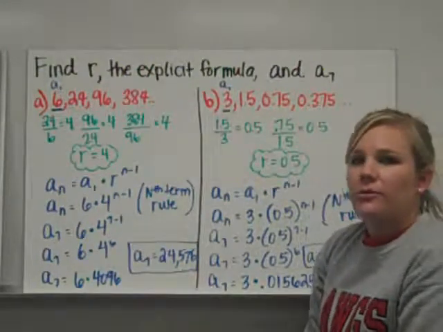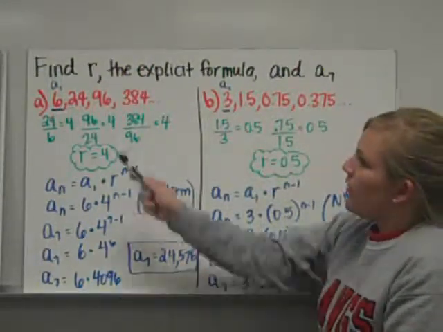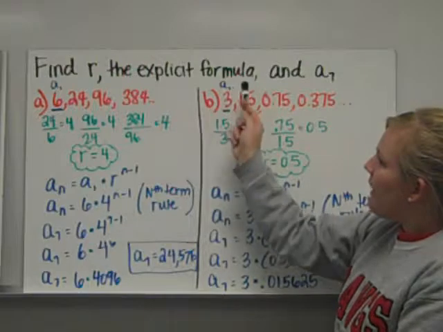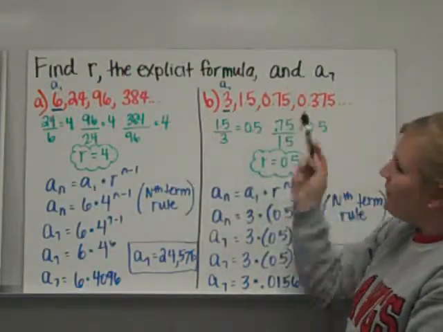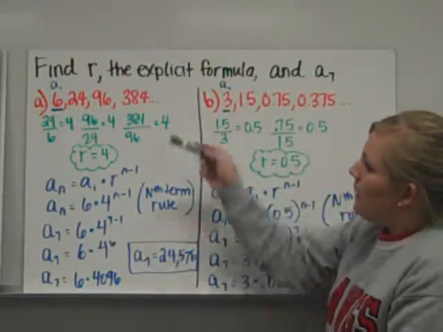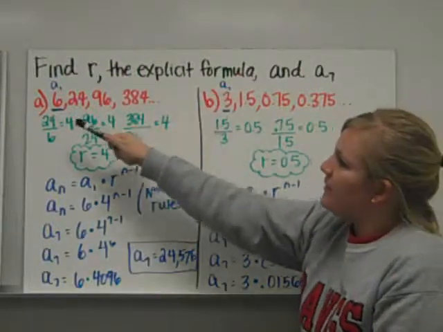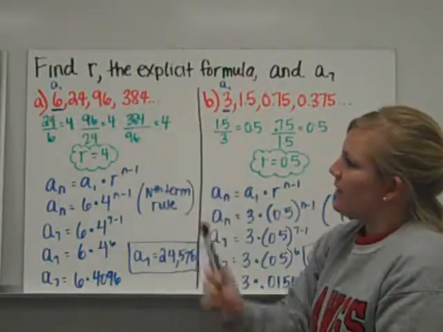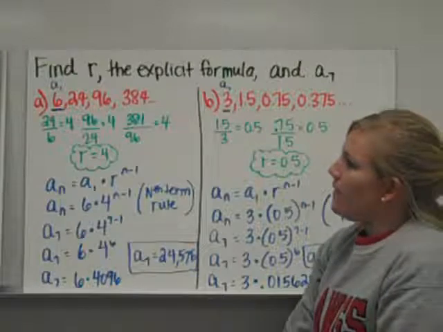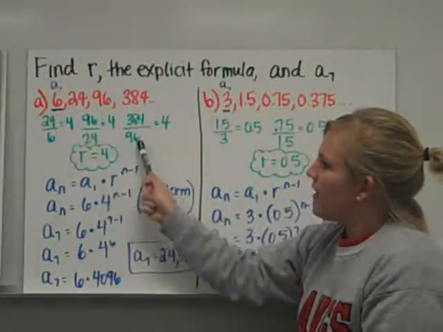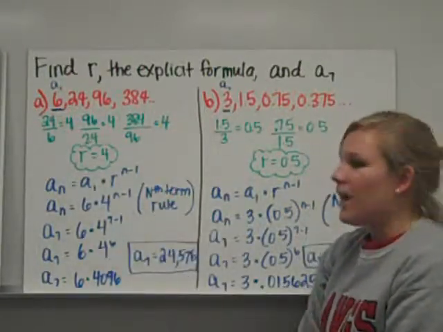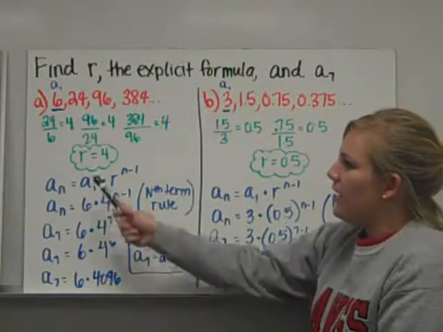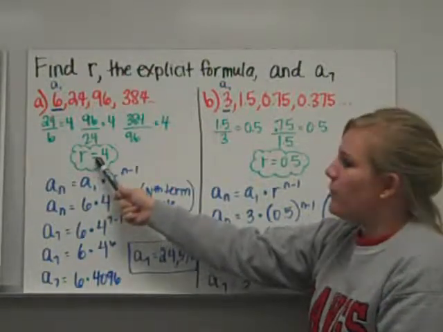Now let's take a look at using the explicit formula. The directions say to find r, find the explicit formula, and find the 7th term. My sequence is in red here, 6, 24, 96, and 384. If I set up ratios between consecutive terms, I can see that my constant ratio for this sequence is 4. So r is going to be equal to 4.